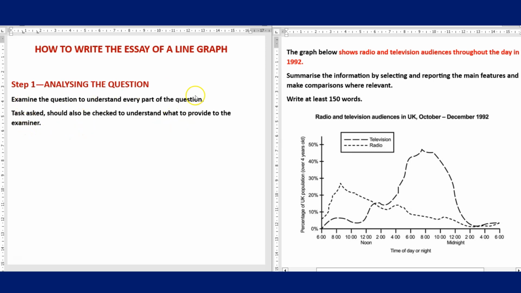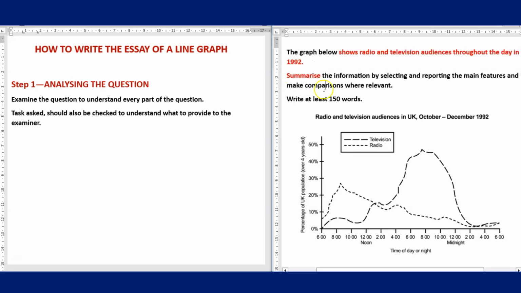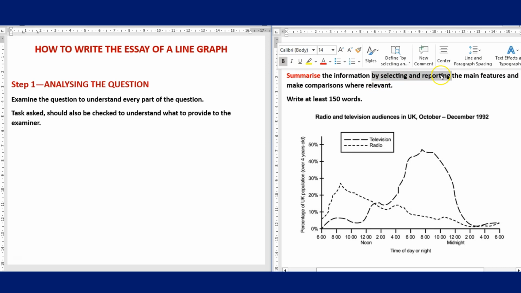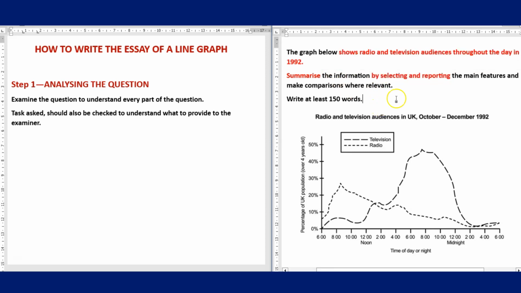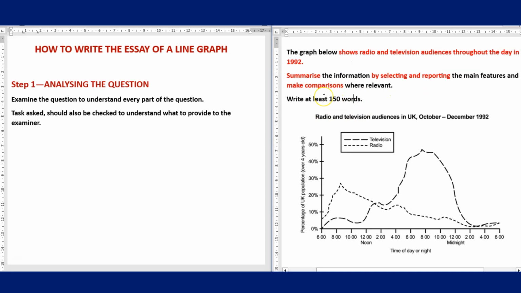So we examine the question itself and also the tasks that have been asked. Okay, so if you look at the question, we have been asked to do a few things. The first thing is that we have been told to summarize the information. We have also been asked to select and report the main features, and also to make comparisons. So we have been given this task to perform.